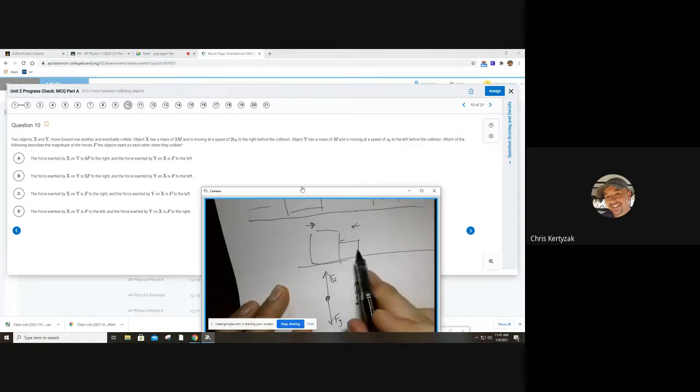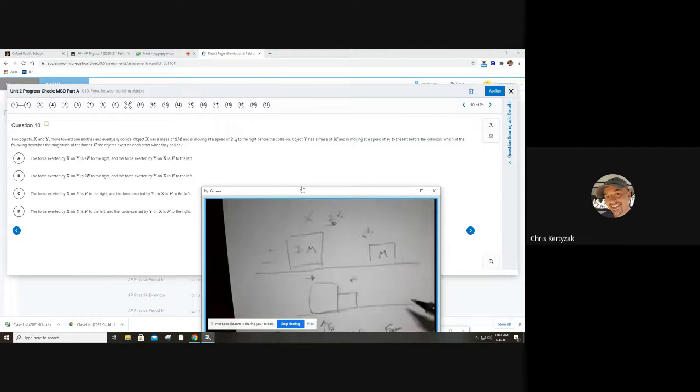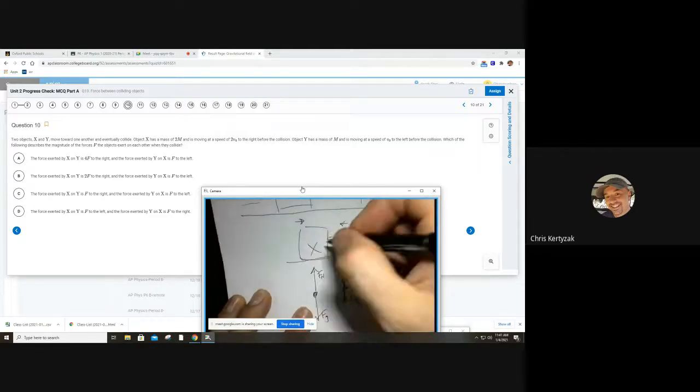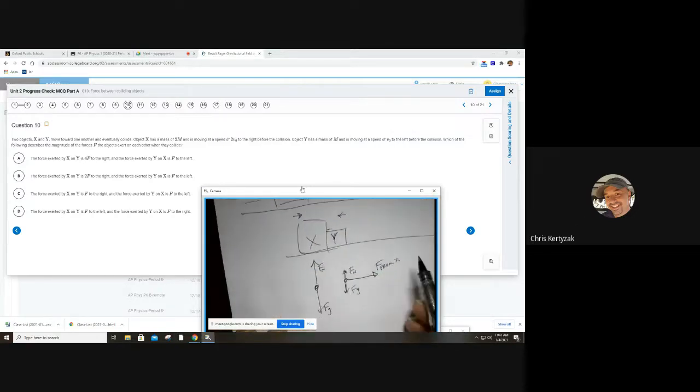This guy feels a force. He's moving this way, bam, he smashes into him. Which way does he feel a force? To the right. Well, he's going to slow down, right? If he slows down as a result of running into it, and he's moving to the left, then the force must be to the right. So he feels a force to the right from X. Which way does X feel a force? To the left.